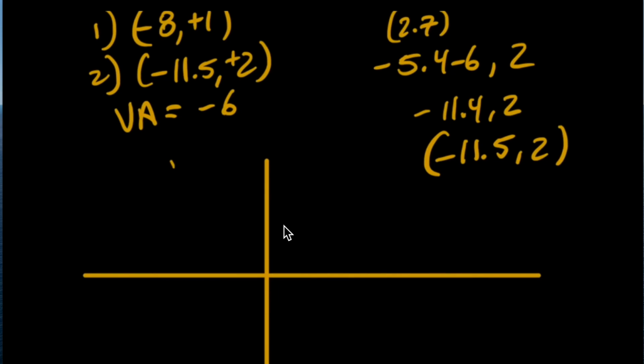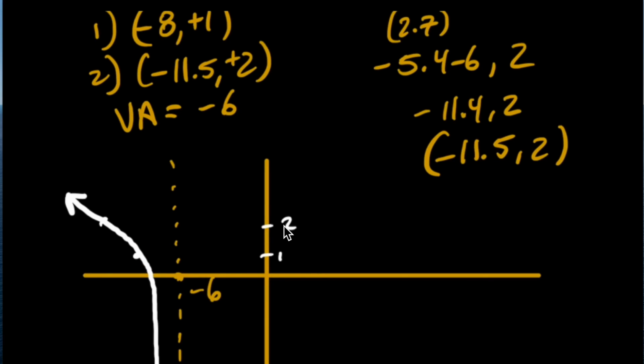Okay, here's our vertical asymptote at negative 6. Our first point is going to be negative 8 comma positive 1. Our second point is going to be negative 11.5 comma 2. So we're going to have something like this, heading as predicted towards quadrant 2.